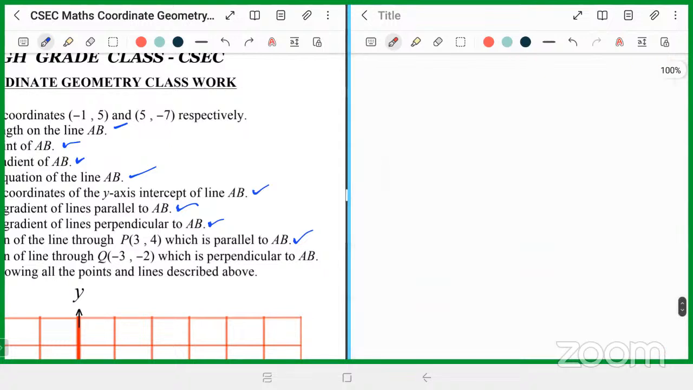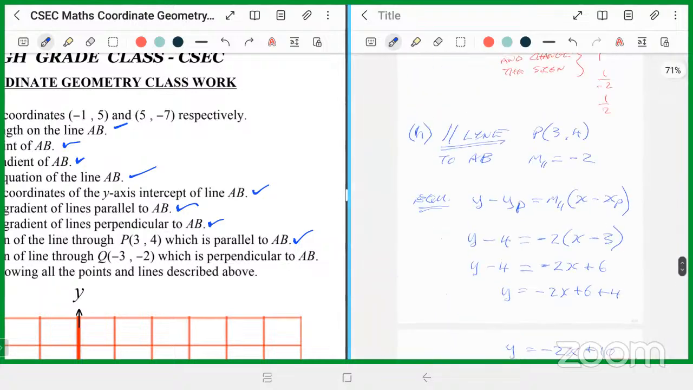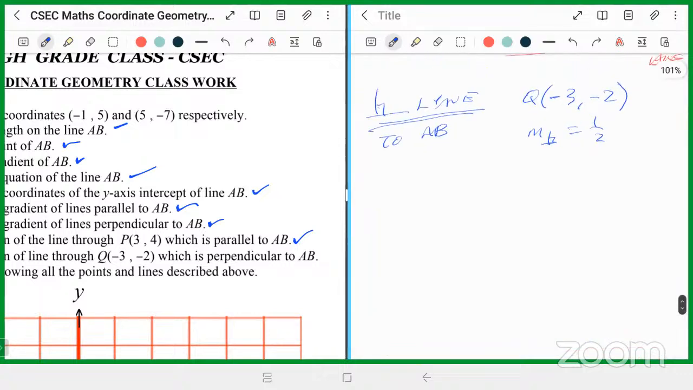Let's write it up down here again. Let's set it up. So we want the perpendicular line to AB, and it must pass through the point Q (-3, -2). Because it is perpendicular to AB, it has the perpendicular gradient, m perpendicular, which we worked out before as being a half. So any line that is perpendicular to AB will have that gradient of a half. So we have what we need, these three things.